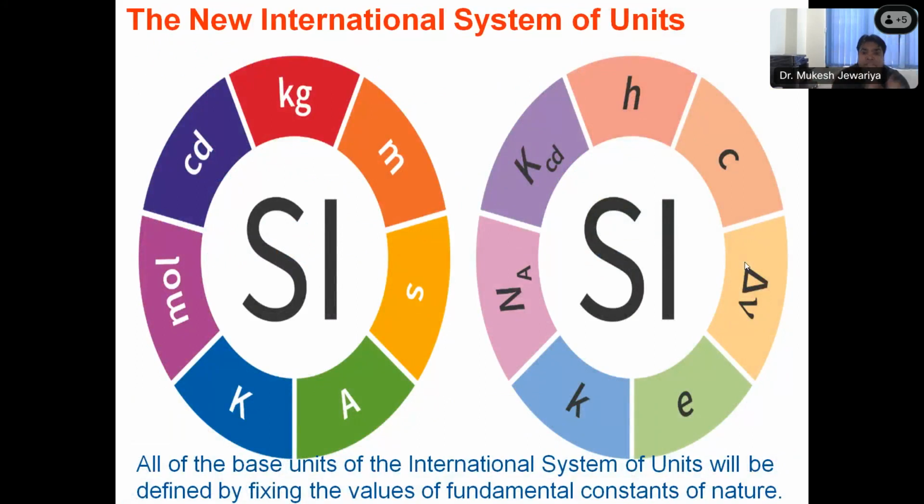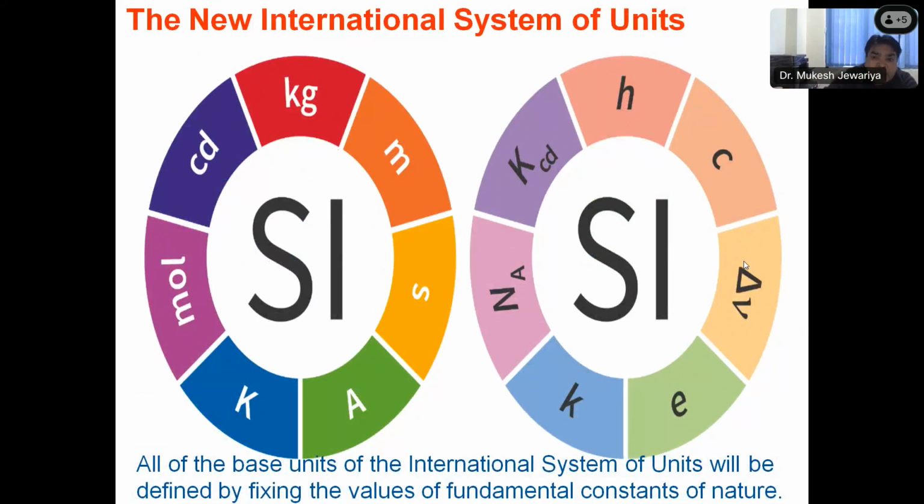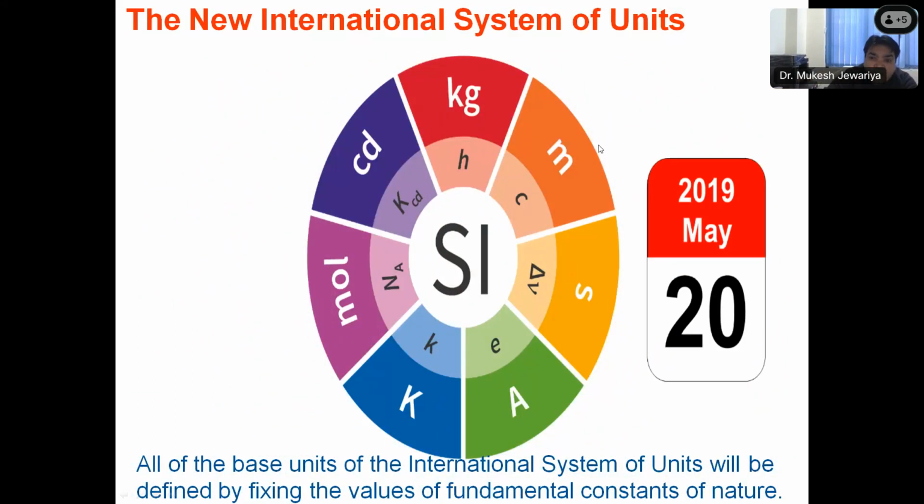All seven base fundamental units were previously based on artifacts; for example, 1 kilogram was the weight of an artifact kept at the BIPM in Paris, France. Now that artifact is removed, and the kilogram depends on the Planck constant. Similarly, the meter is defined by the velocity of light. The second is defined by the cesium frequency. The ampere, current, is defined by the electronic charge, and temperature through the Boltzmann constant. Mole is defined by the Avogadro number, and luminous intensity by the candela. So these seven base SI units are now defined based on fundamental constants.